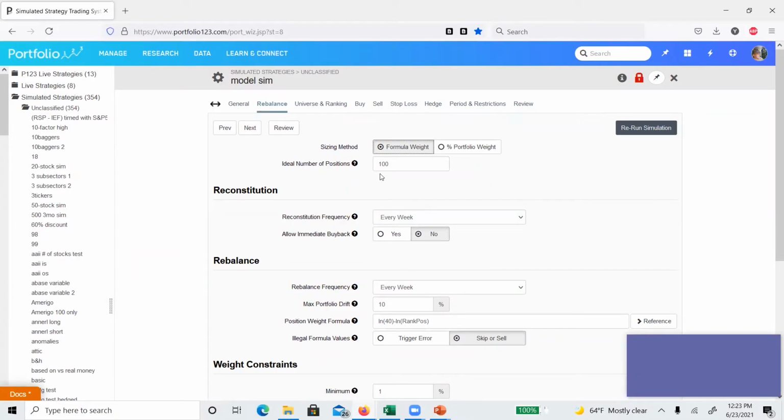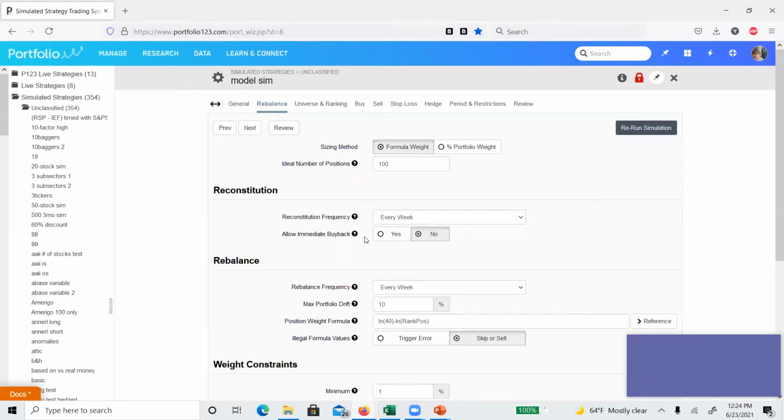The ideal number of positions, I usually have it really high because I like the flexibility. I would set this to the maximum number you conceivably will hold, or even more. It's just much more flexible. With formula weight rebalancing, sometimes you want to have varying numbers of positions. If you want to always have a certain number of positions with no exceptions, then I would set this to that number. But if you're willing to be flexible, which I think has some advantages, then I would set it quite high. Reconstitution and rebalance frequency, I would keep those the same period.